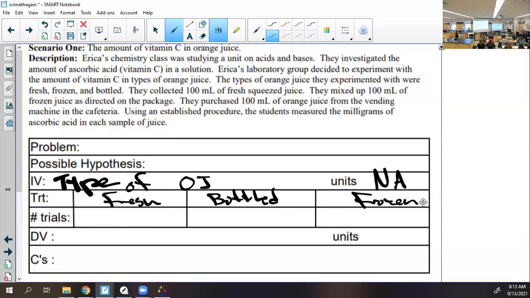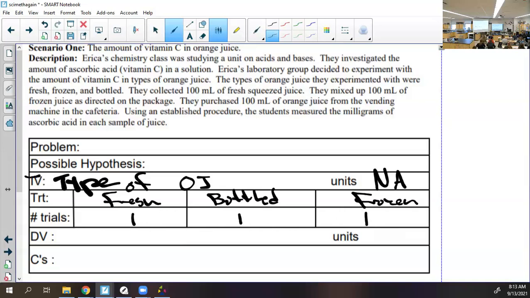Fresh, bottled, and frozen, right? Okay. Number of trials. That's how many times they repeated it. Did this say they repeated it ever? No. If it does not say it repeated it, then you just assume they only did it one time. Now, sometimes they will sneak in, like it won't say they repeated it, but it'll say they poured 6 cups of each one. And then, well, that would be 6 trials. You okay with that? It might be hidden in there. So make sure you be careful.